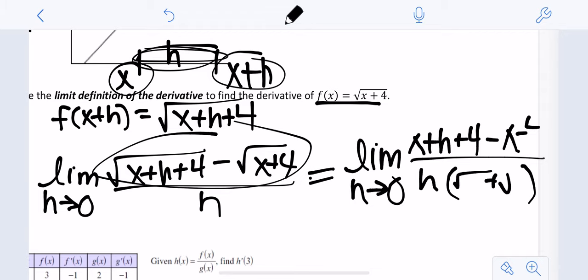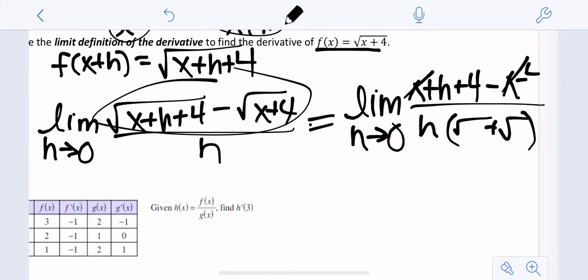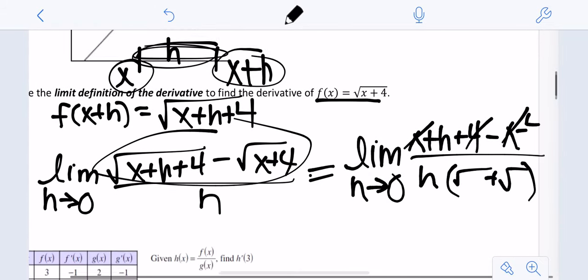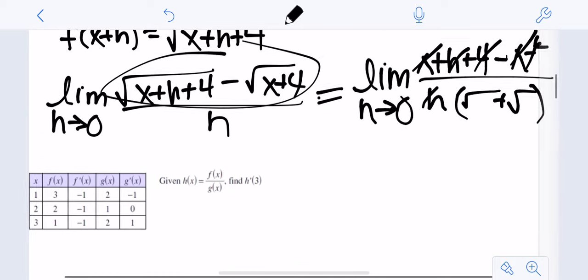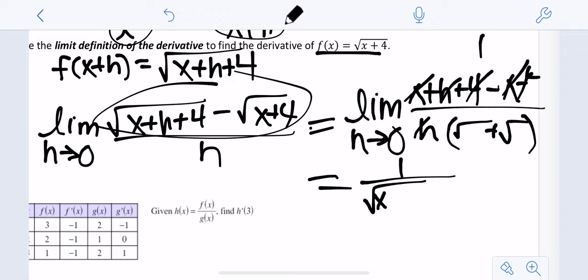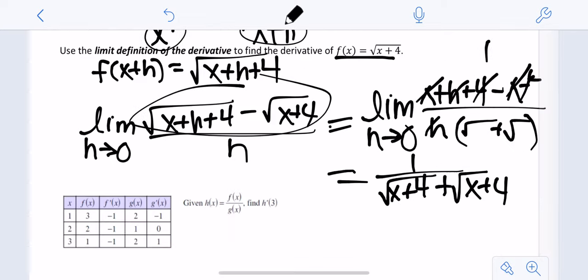So one radical plus the other. In your numerator, the x's will cancel and the 4's will cancel. So you're just left with h, and that h in the numerator cancels with the h in the denominator, so you're just left with 1. And when you plug in 0 for h, you're going to wind up with 1 over square root of x plus 4, plus square root of x plus 4, which you could write as 1 over 2 square root of x plus 4. Now, from there, pretty much everything else we did were just derivative rules.